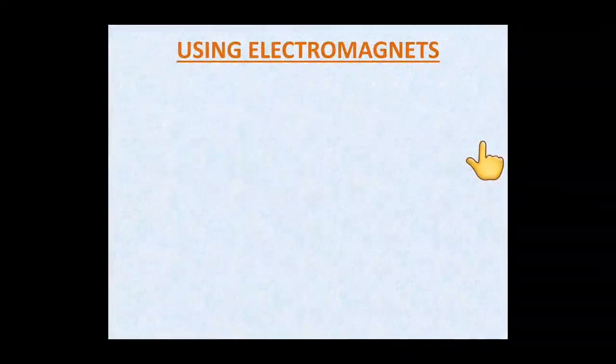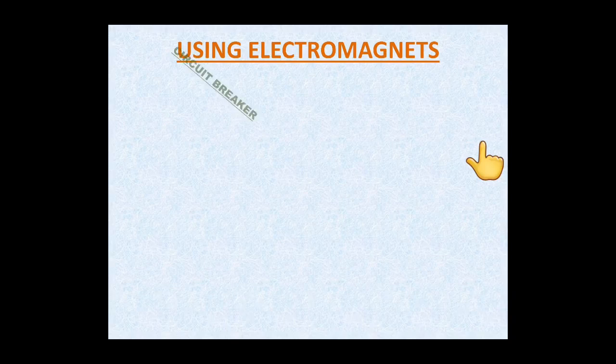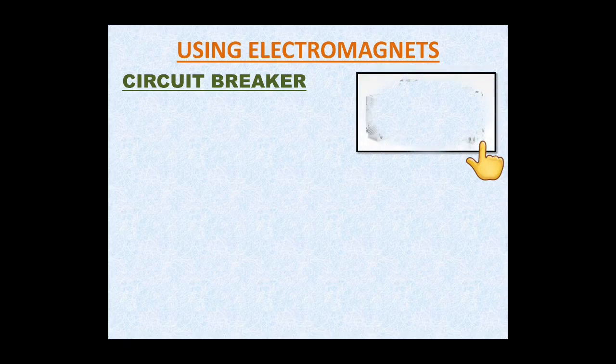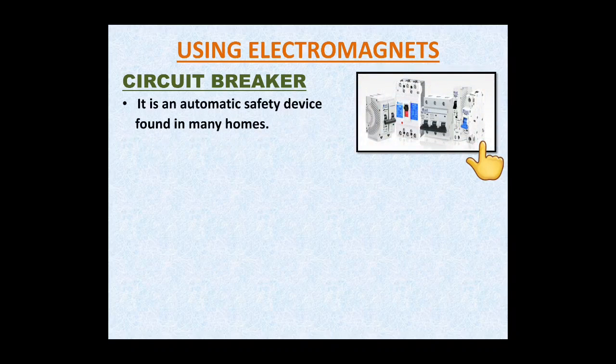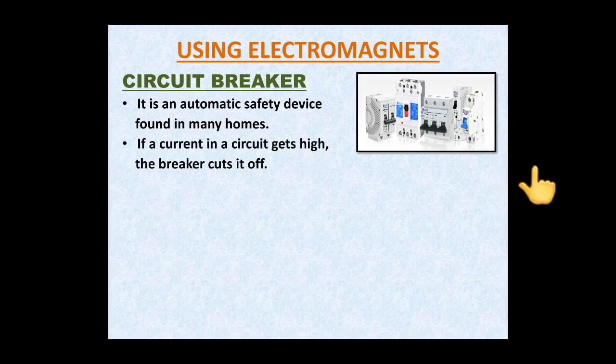You can see electromagnets in circuit breakers also. We have already studied about circuit breakers in the previous chapter, Electricity. It is an automatic safety device found in many homes. Do you remember the function of a circuit breaker? It was, if the current in a circuit gets too high, then the circuit breaker will cut the circuit off. Let's see how a circuit breaker works.